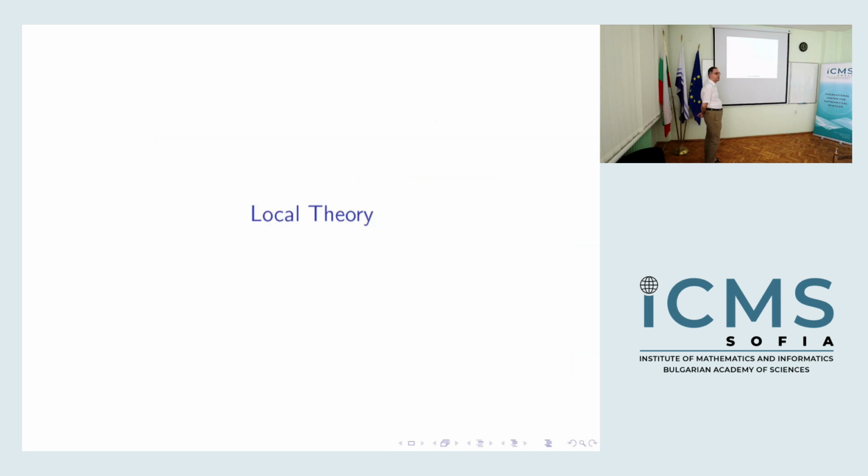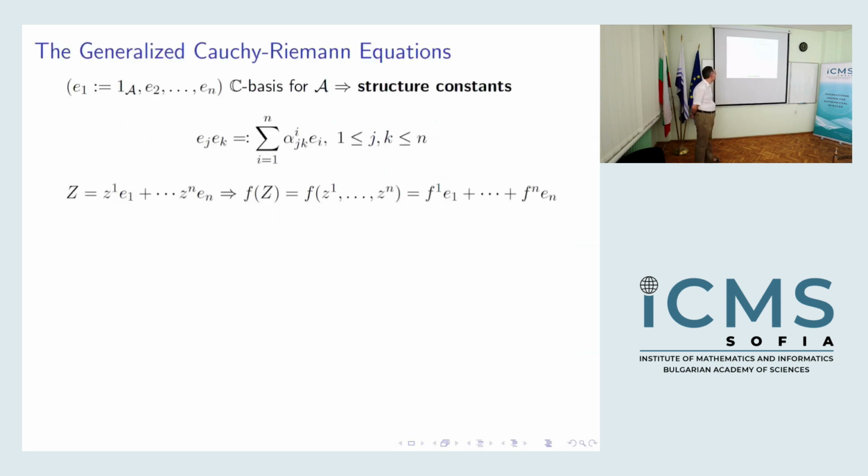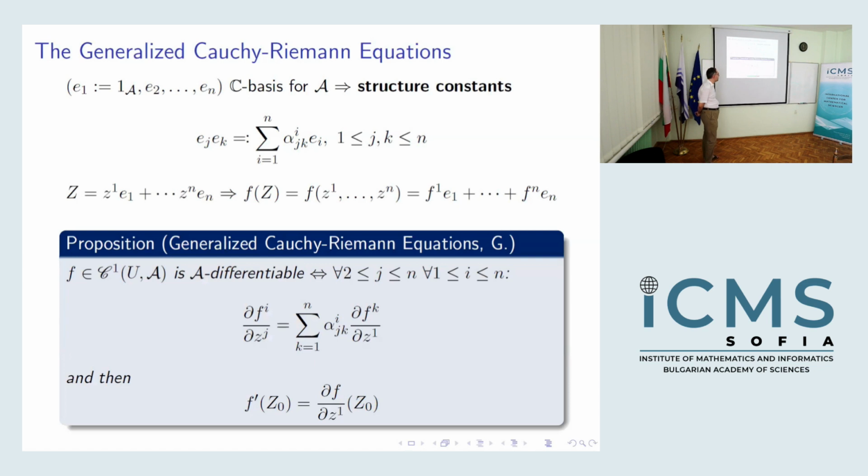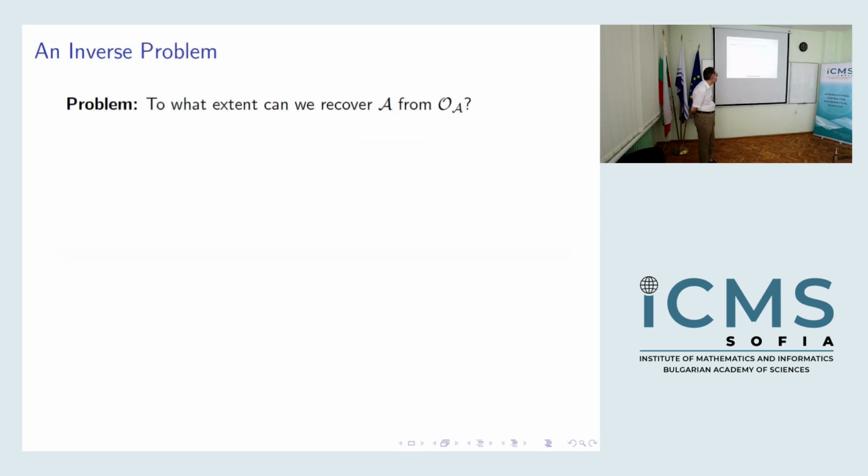Okay, so let's dive into the local theory. Right, if we fix a complex basis for the algebra, we can of course determine the structure tensor, and we can write down the components of the variable z and of our function f. Then one can perform a bit of a change of variables and state a generalized form of the Cauchy-Riemann equations in terms of the tensor and the partial derivatives. And then, unexpectedly, the first derivative is the partial derivative with respect to the first variable. And note that what's actually kind of important is that I've chosen the first basis vector to be the unit of the algebra. So at this point, one can pose a bit of an inverse problem.